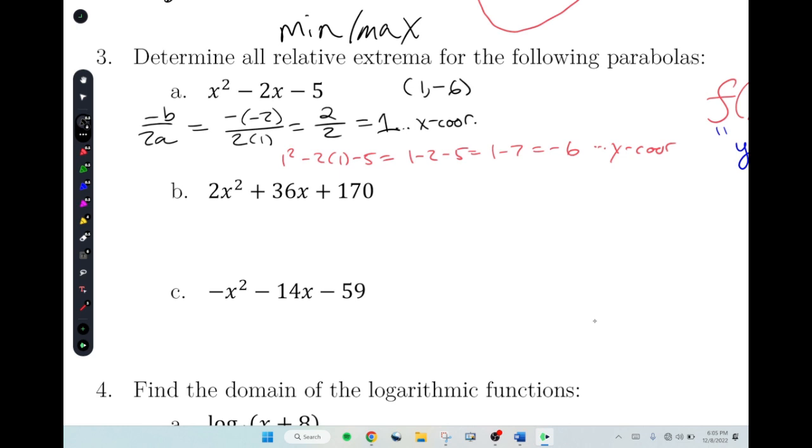Why do you think min? Because it's a happy parabola, an open up parabola, so that's at the bottom. C is the only one where it's going to flip. C is going to have a max because he's sad. His water is all spilling on the floor if it's a cup. If the parabola's a cup, he's sad because he's spilling all his water.